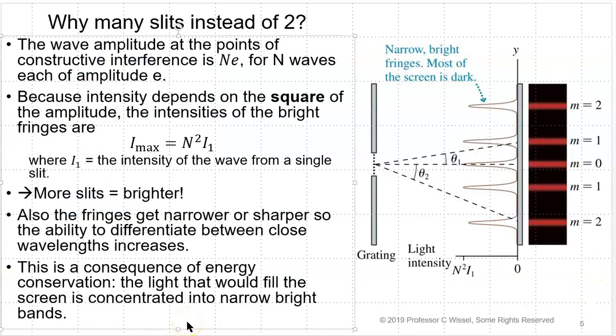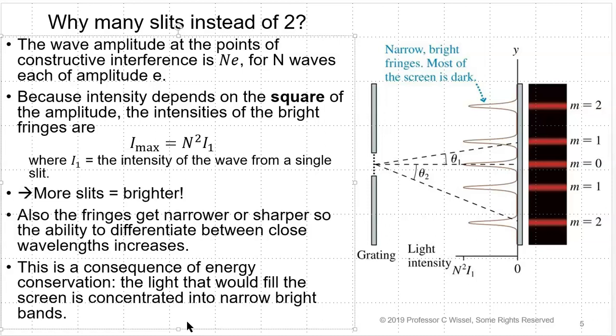Why do we want many slits instead of just 2? Well, it turns out that the wave amplitude of the points of constructive interference is N times E, for N waves, each of amplitude E. Because the intensity depends upon the square of the amplitude, the intensities of each of the bright fringes are I max equals N squared I1, where I1 is the intensity of the wave from a single slit. So as N increases, each of these bright bands gets brighter and brighter, and it's proportional to N squared, roughly.